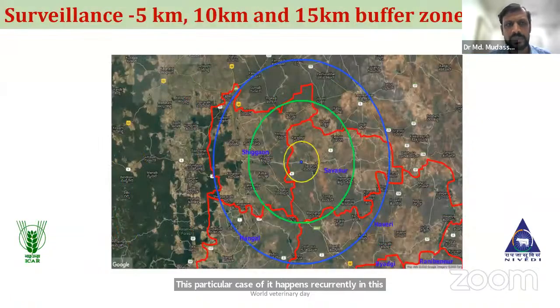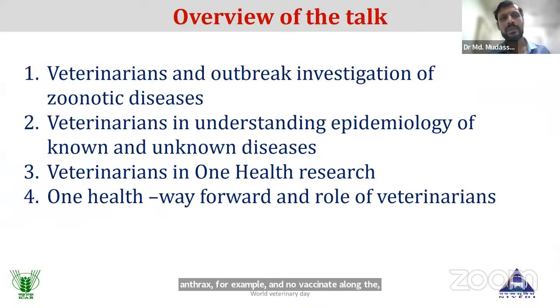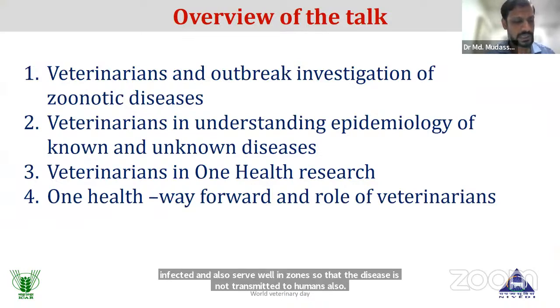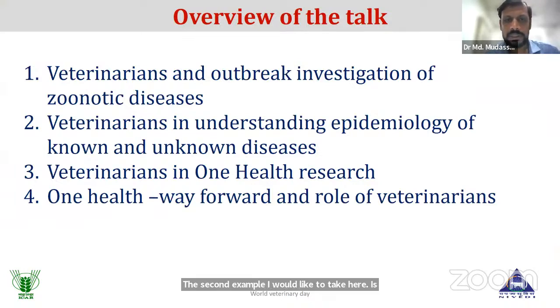And we have to make surveillance and infected zones and take precautions in these areas, like vaccination for anthrax, for example, in the infected and also surveillance zones, so that the disease is not transmitted to humans. The second example I would like to take here is about veterinarians in understanding the epidemiology of known and unknown zoonotic diseases.